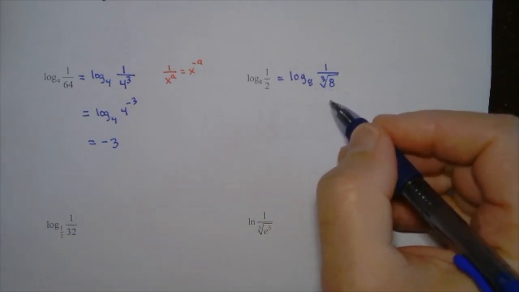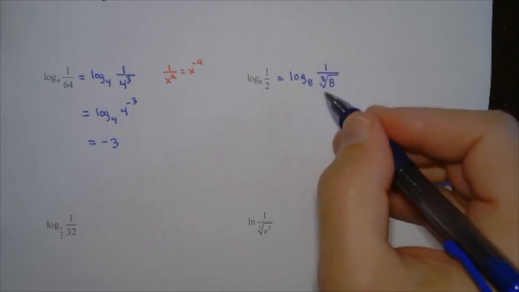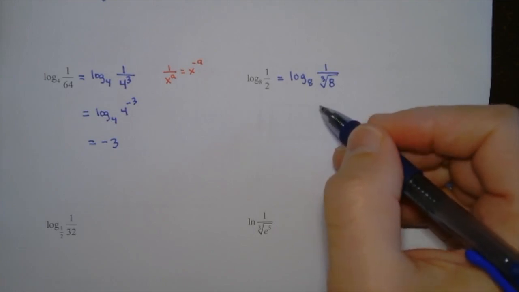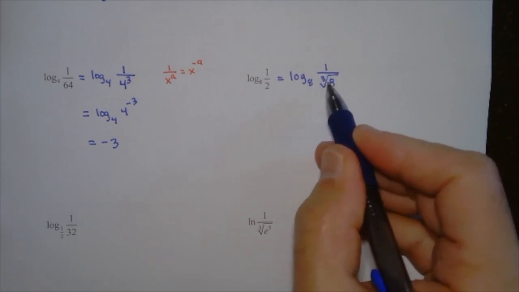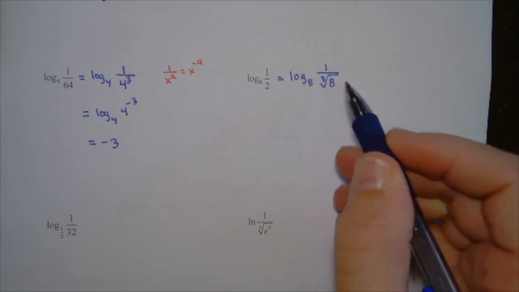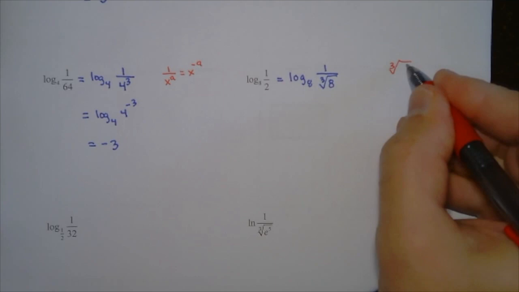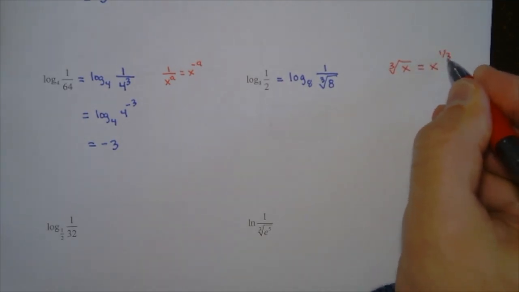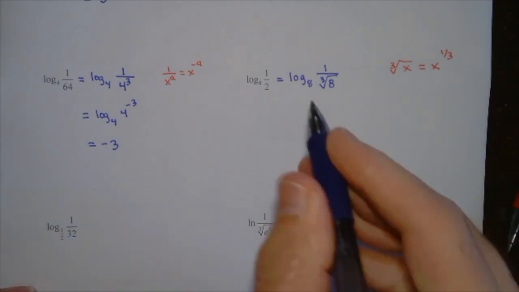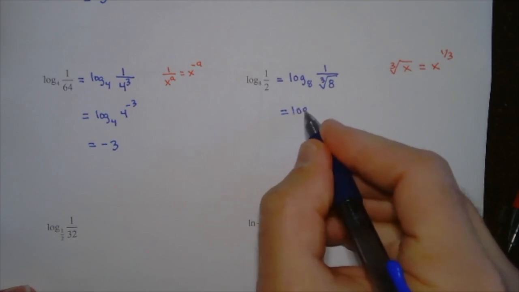Now the cube root of 8. What number could you cube to get 8? Well, it's 2, right? So the cube root of 8 is 2. This is still 1/2. It's just another way of writing it. All right, so now we got our 8 that we need, because we need to have the same base. Now, we got to remember that the cube root of x can be rewritten as x to the 1/3. So we're going to start to rewrite this with exponents.